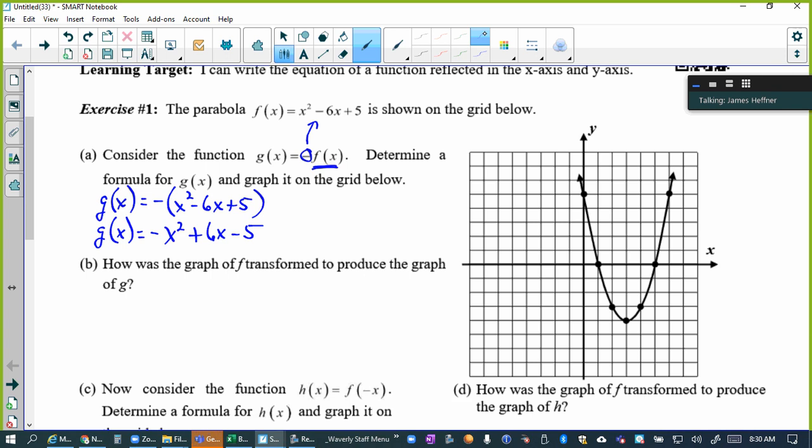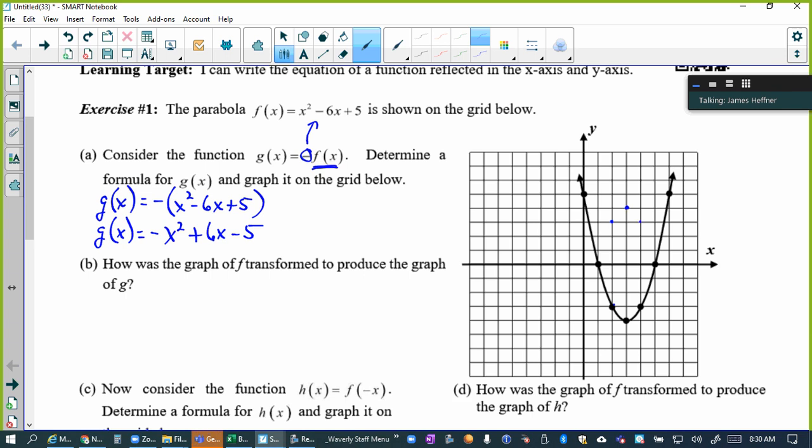So 1, 2, 3, 4, 1, 2. So there was a point. You know what I'm doing? Instead of actually using a table of values, when you do a reflection, every single point is just the same distance to the other side of the line, isn't it? So I'm going to take this point. It's 1, 2, 3 away. So 1, 2, 3, right?